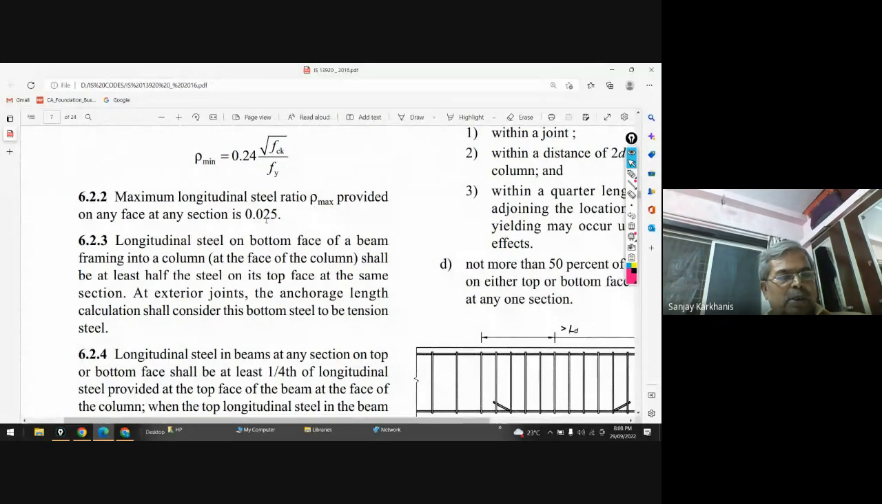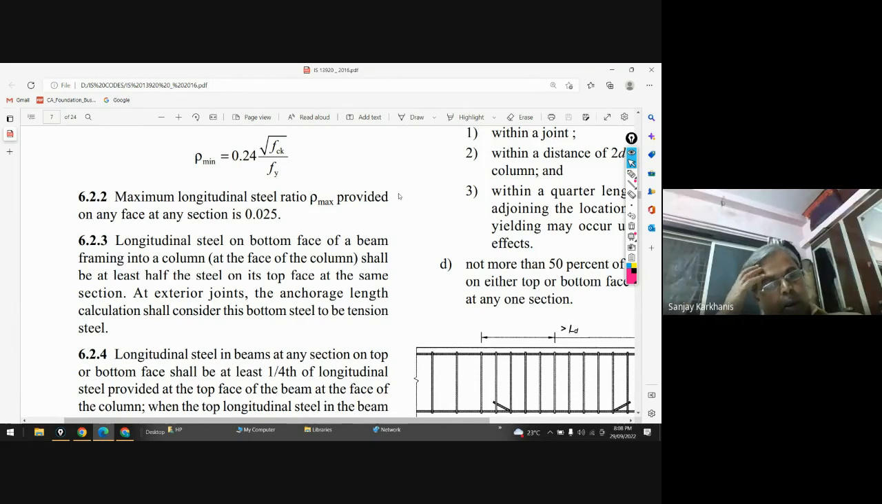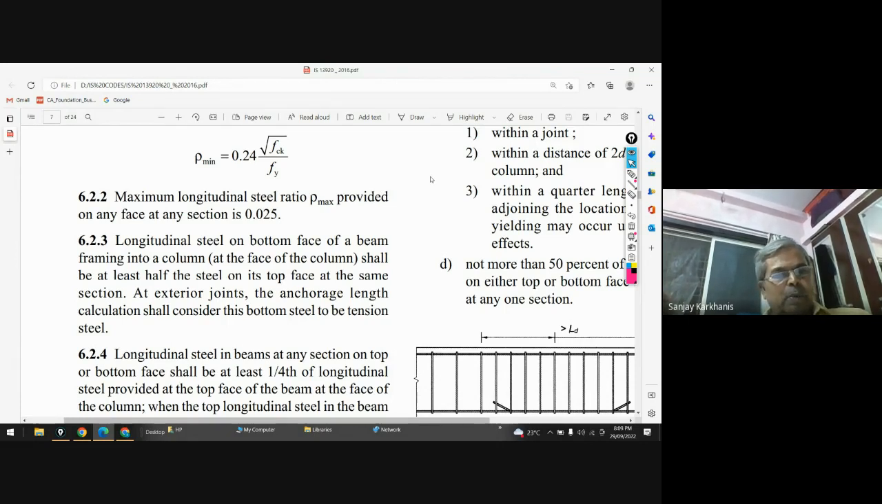And then this is about maximum. Now, why is this maximum clause coming into the picture? Can anybody explain that? Placement of concrete will be difficult. But see, why does the code say that it shall not exceed 0.025 or 2.5%? See, rho max is Ast by bd, and percentage is Ast by bd multiplied by 100. That is the only difference between percentage and rho minimum and rho maximum.